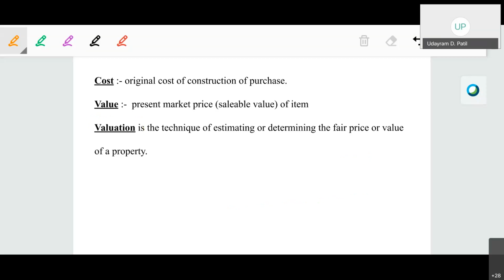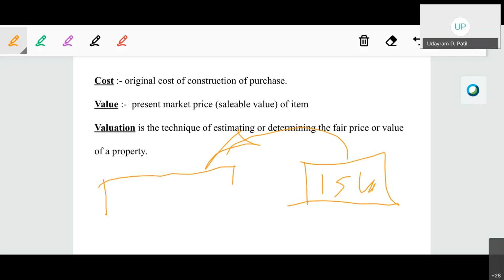Okay, it means I'm going to do the market research, and from that market research I'm going to put some label on our particular building, that the market value of our building is, suppose, 15 lakhs. How am I going to put that label? I'm going to do the market research. From that market research I'm going to consider various factors which will affect my building's value, and from those factors I'm going to label my building with a certain value. So that procedure is known as the valuation.